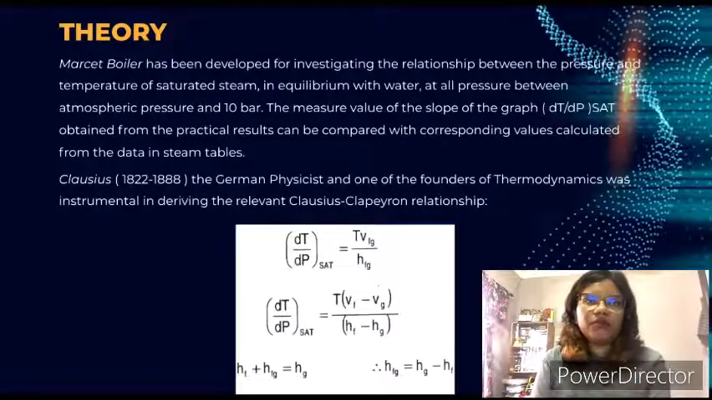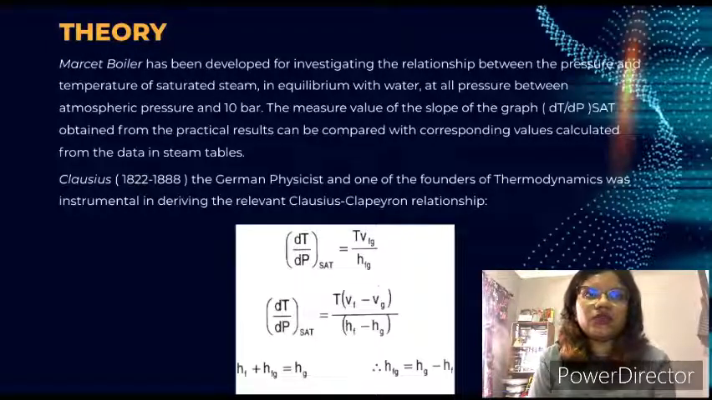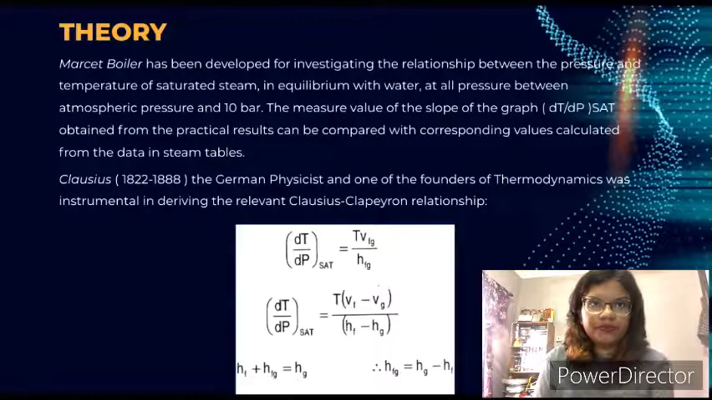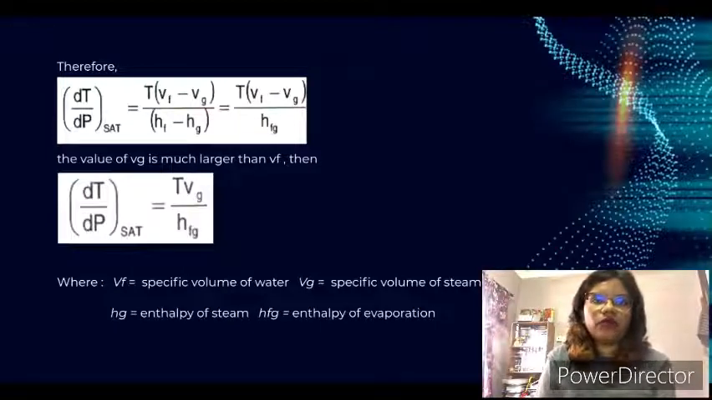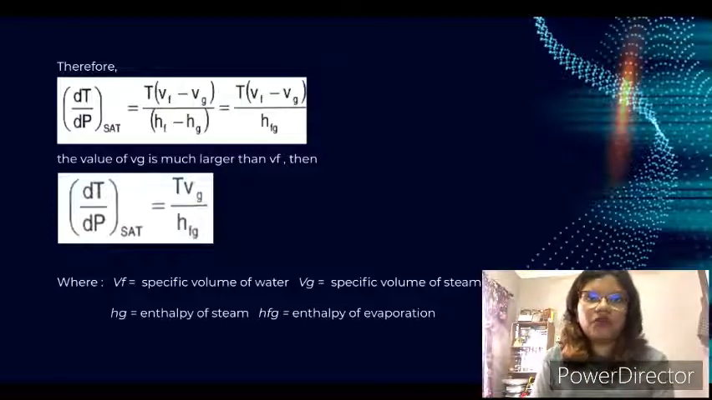The equation can be seen below, which is the difference in temperature over difference in pressure in saturated state equals temperature times volume of water minus volume of steam over enthalpy of water minus enthalpy of steam. If the volume of steam is much larger than the volume of liquid, then dT/dP sat equals T times Vg over hfg, hfg being enthalpy of water minus enthalpy of steam.